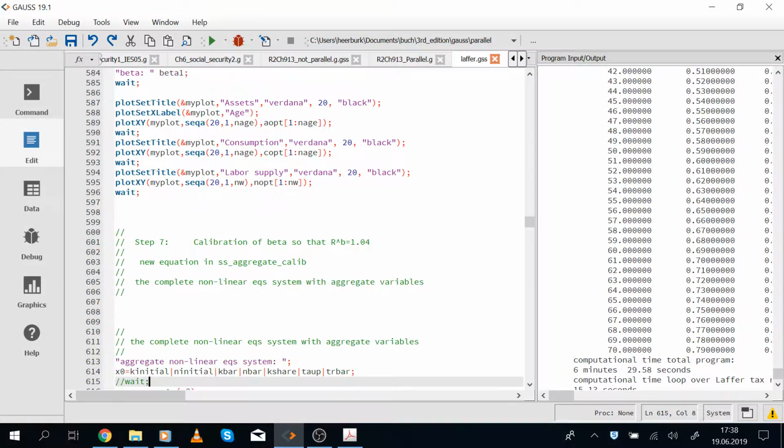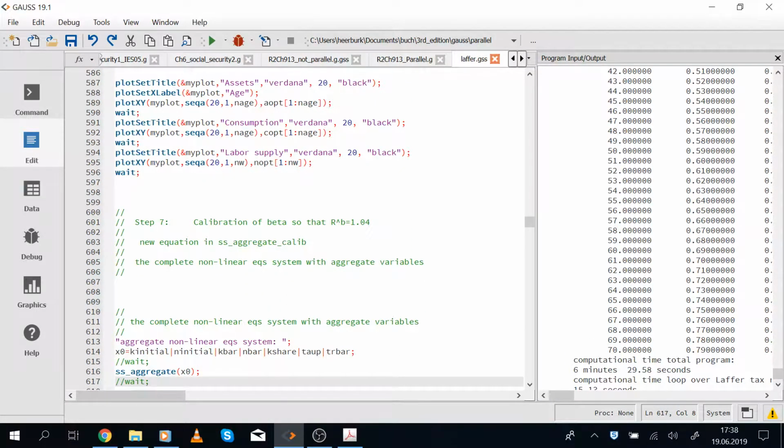In step 7, we calibrate beta so that the real return on bonds and on capital is equal to 4%. So far we have used a value of beta that follows from the Ramsey model. Now we calibrate it so that it's adequate for our overlapping generations model.